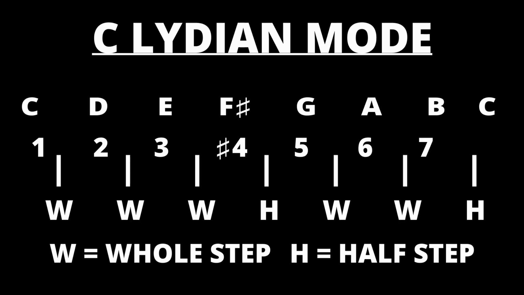The fourth mode is called the Lydian Mode. It has the interval pattern whole, whole, whole, half, whole, whole, half. C Lydian has the notes C, D, E, F sharp, G, A, and B, with scale degrees 1, 2, 3, sharp 4, 5, 6, and 7.